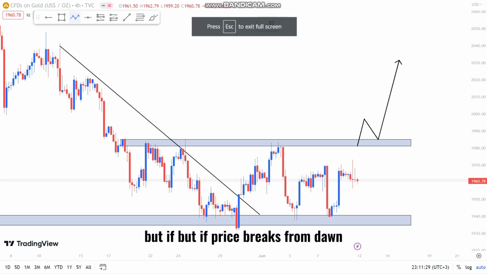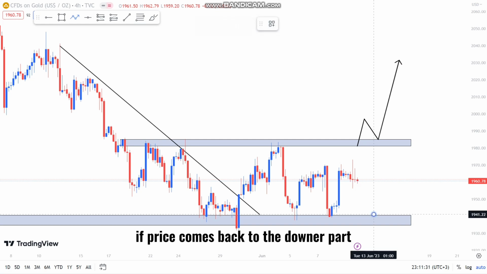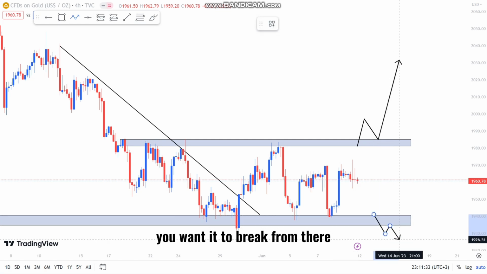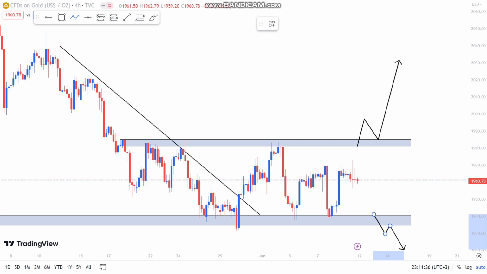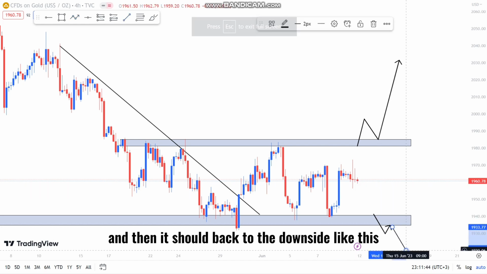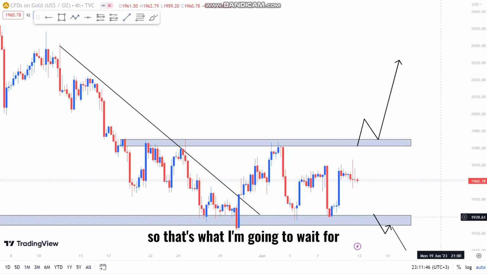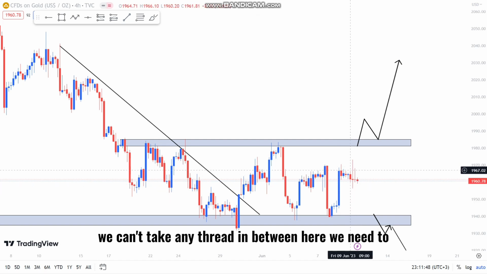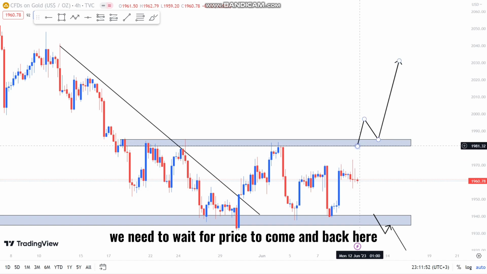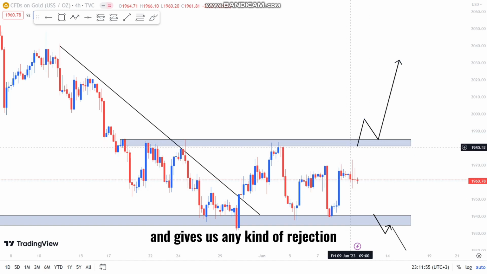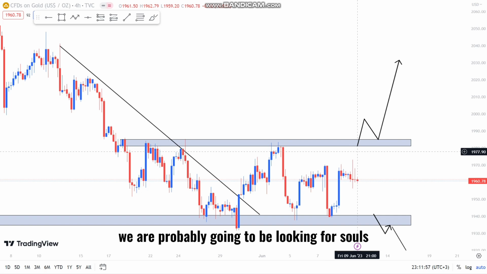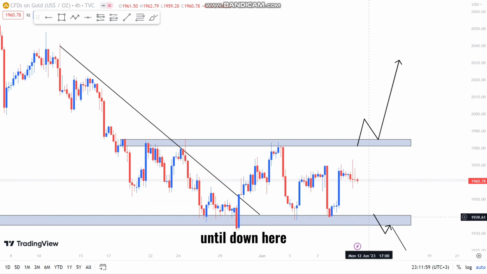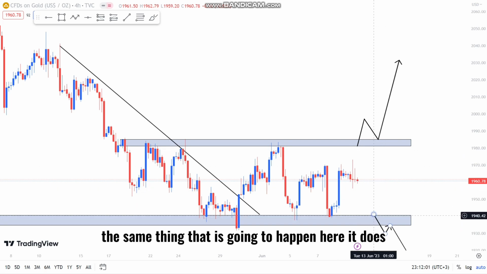But if price comes back to the downer part, we want it to break, come there, and then shoot back to the downside like this. So that's what we're going to wait for. Right now we can't take any trade in between here. We need to wait for price to come and break here. But if price reaches here and gives us any candle rejection, we're probably going to be looking for sells down here. The same thing is going to happen here, traders.